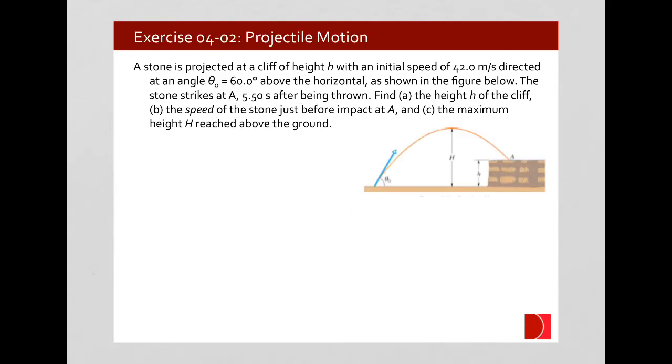Here's another example of projectile motion. Here we have a stone that's being projected at a cliff. It's being thrown up there. We see once you throw the stone, it's going to follow a parabolic path of projectile motion, and it's going to land up on top of the cliff.